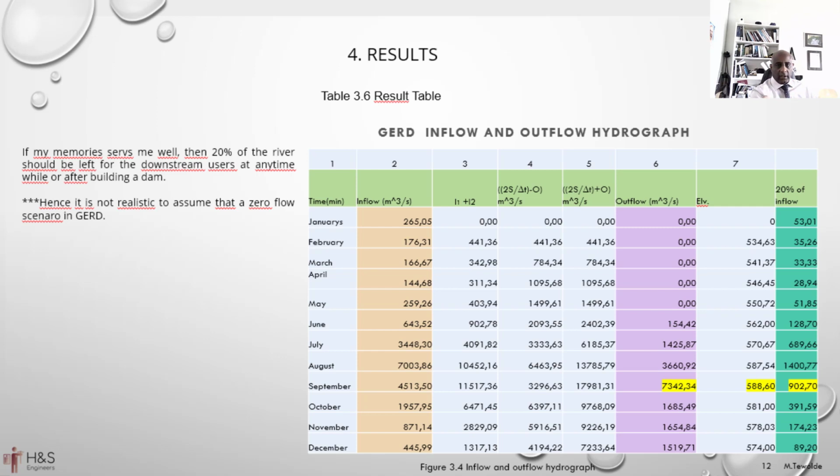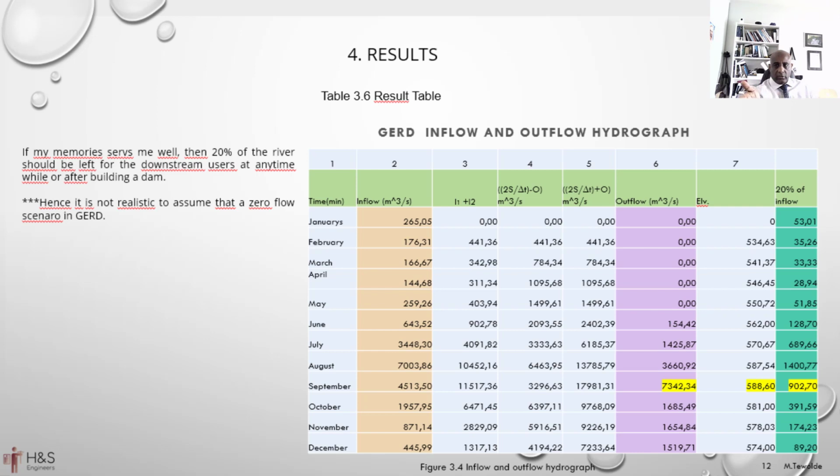But realistically, you can't consider it zero. It's not allowed by law. You can't stop the water completely. You have to release it back into the river. 20%, I think I studied this in school, if that is correct, must be released, whether you build a dam or whatever. The downstream user has the right to use the water. It's a law, international law. You can't simply block it. You can't say this is mine.